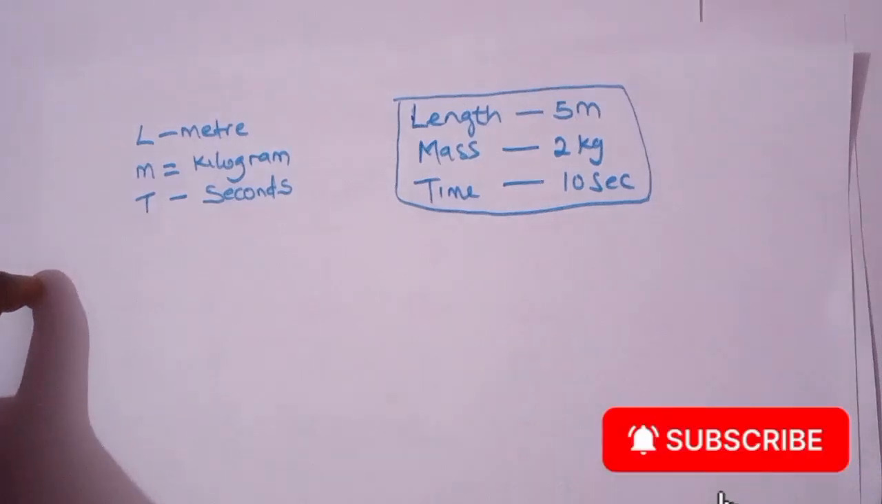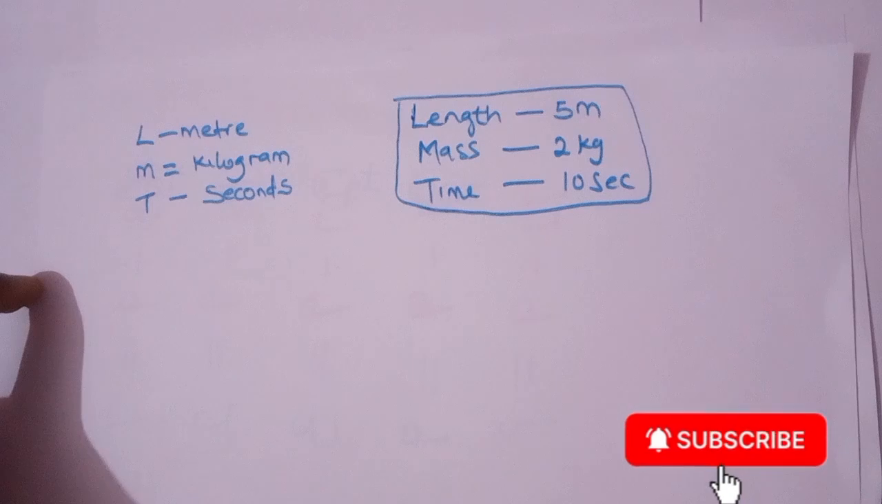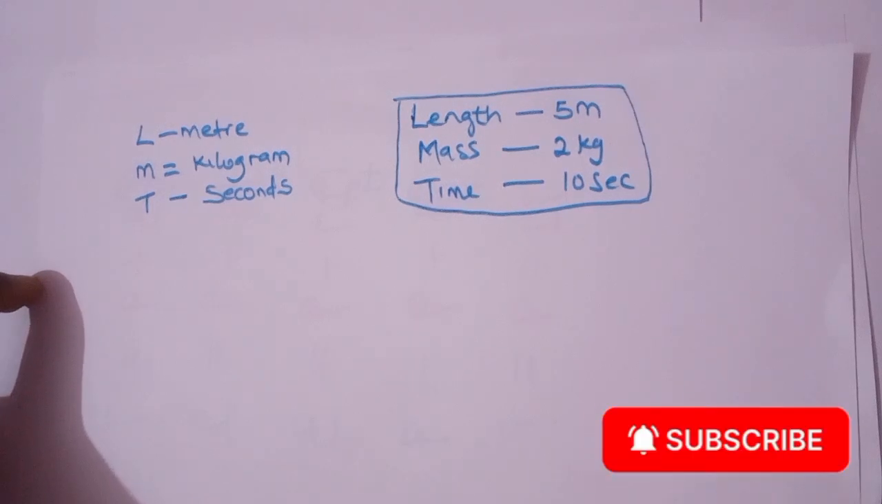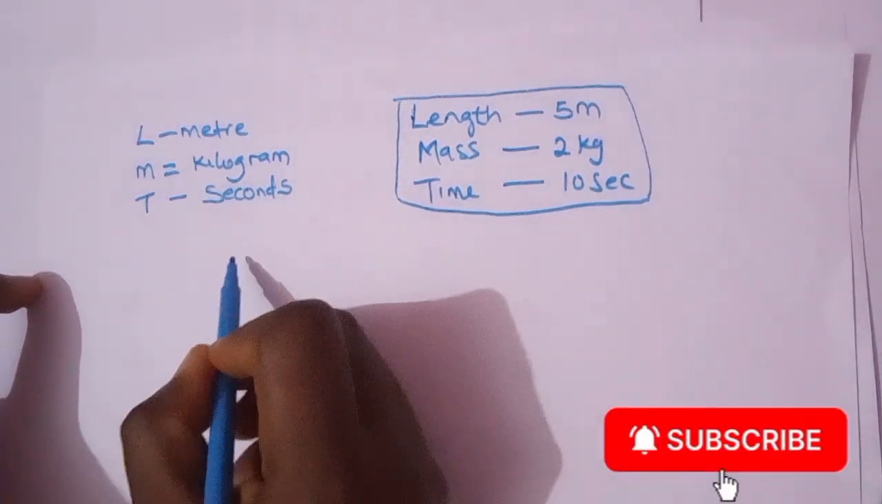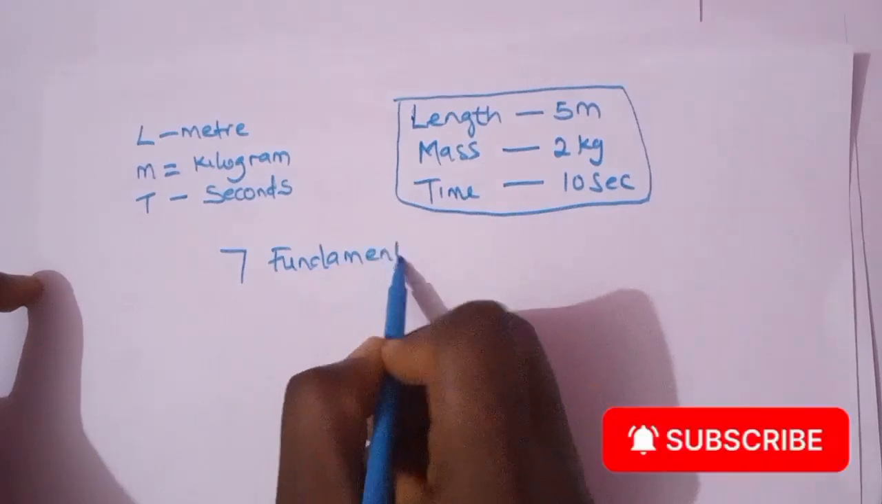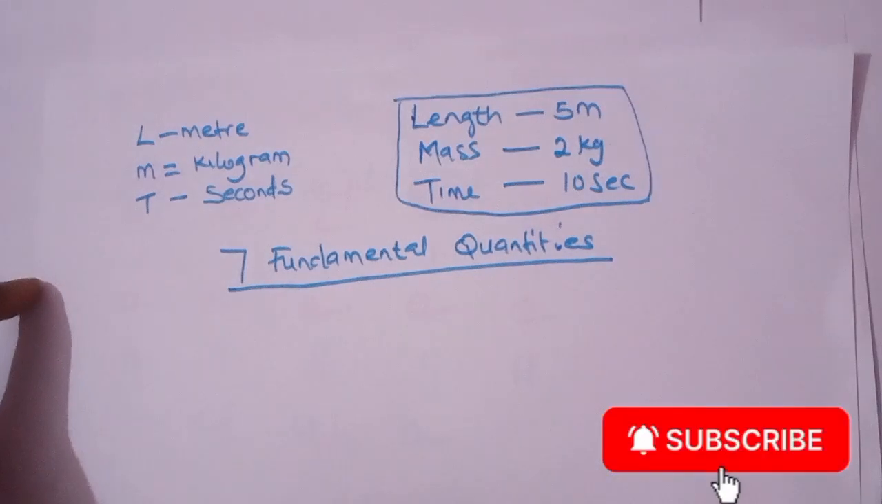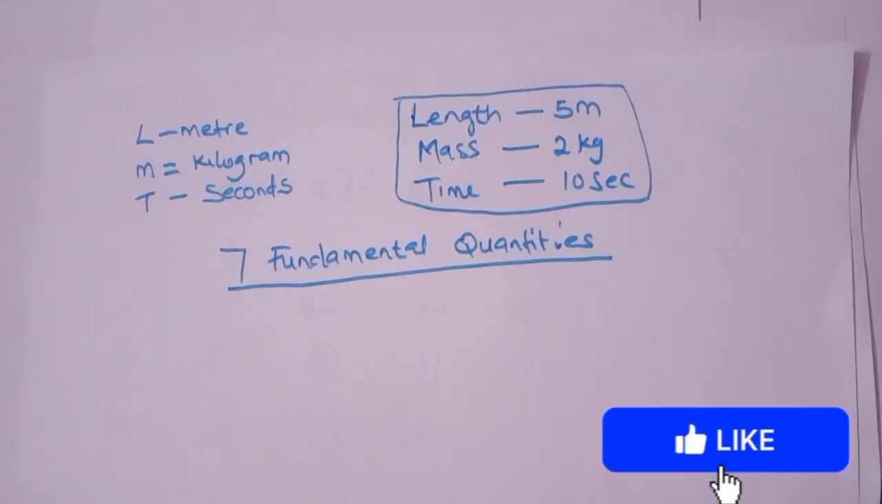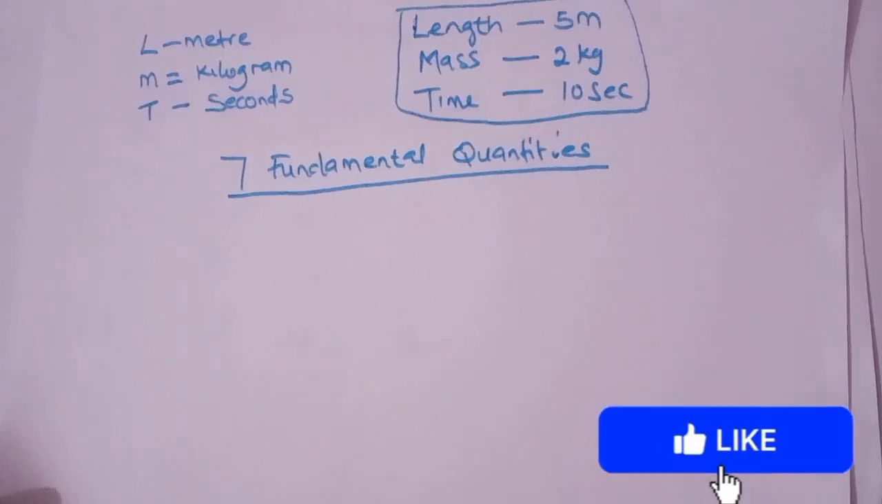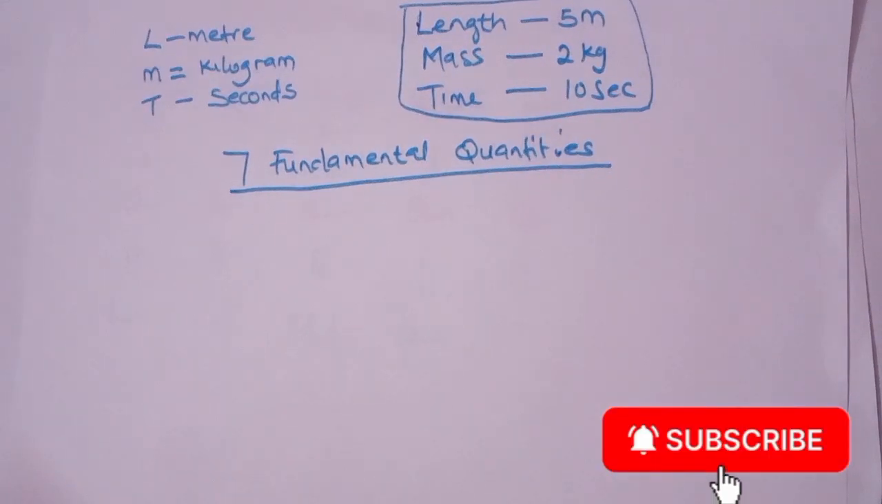Now, since you already know what physical quantities are, let's go further. What are fundamental quantities? Fundamental quantities are basic quantities that cannot be expressed in terms of other quantities. They are independent. We have 7 fundamental quantities. I am going to write them down here for you to know them. So follow through so you won't miss out anything.